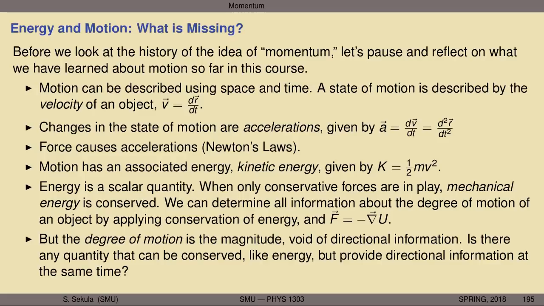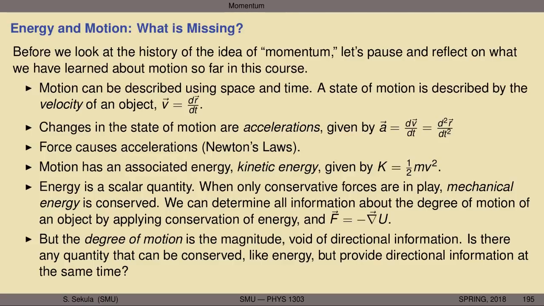If a car is moving east at 55 miles an hour, and that same car turns around and goes west at 55 miles an hour, it has identical kinetic energy in both cases, and yet something has changed. Its direction, and therefore its velocity, have changed.